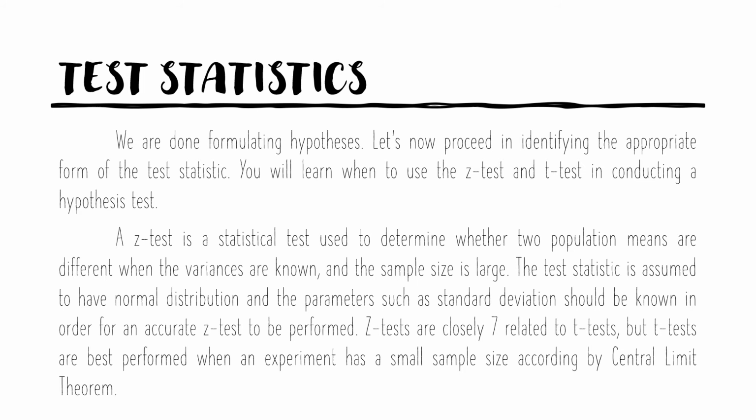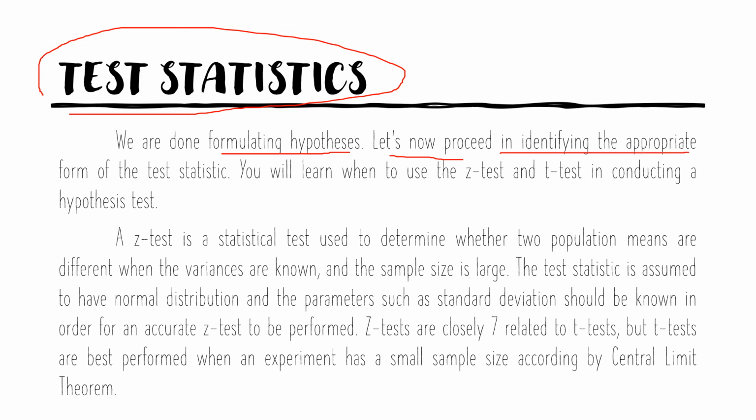So let's deal now with your test statistics. We are done formulating your hypotheses, so we know how to formulate your null and alternative based on the given situations or statements. Let's now proceed in identifying the appropriate form of the test statistic. You will learn when to use the Z-test and T-test in conducting a hypothesis test.